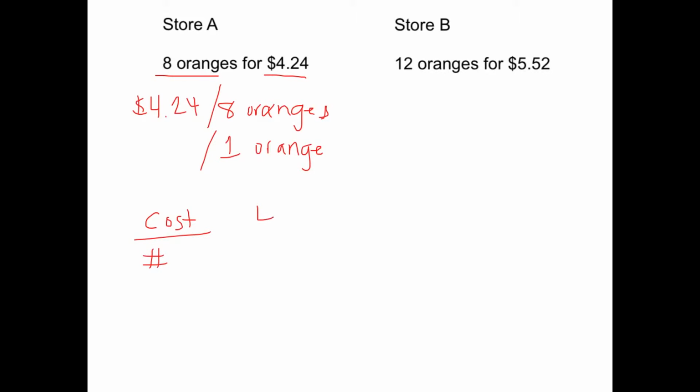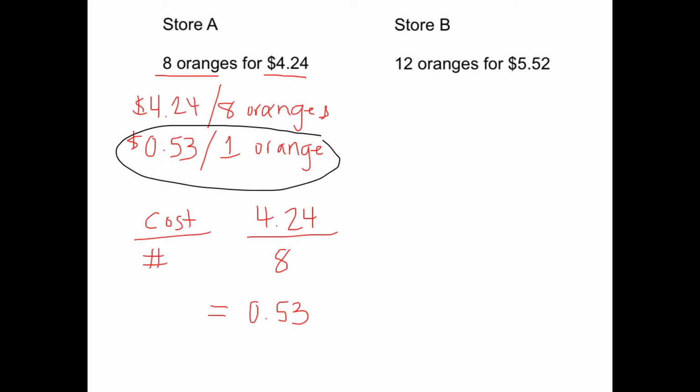In this case, the total cost is $4.24, and the total number of oranges is 8. If we take these two numbers and divide, we will find out the price for one orange. And in this case, the answer is 0.53, which means that the cost for one orange is 53 cents. This represents the unit price.